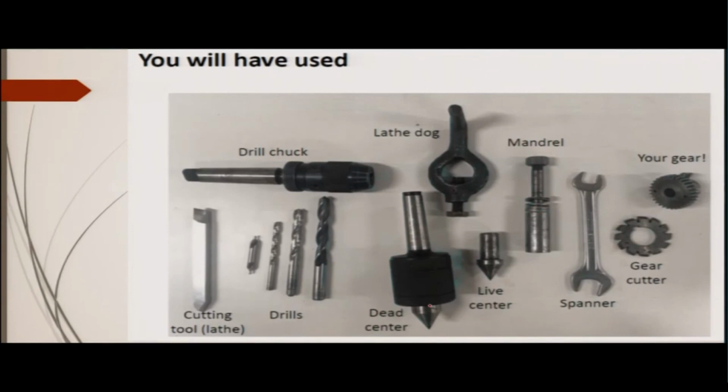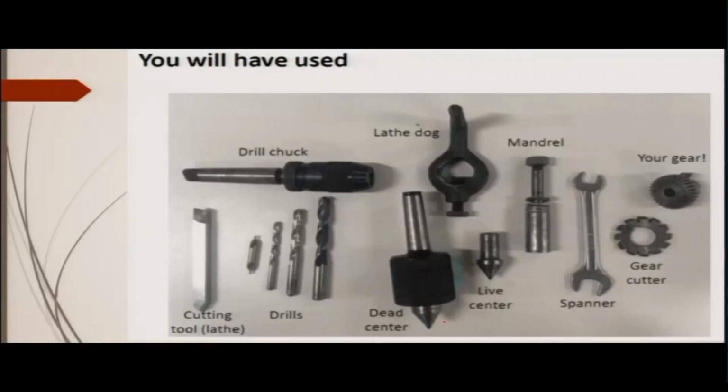This is the dead center which does not rotate, which is mounted at the tailstock. This is also a Morse taper, all right. This is the live center, which is like the dead center, but it is mounted normally in the headstock, and this rotates. That is the difference between live center and the dead center.